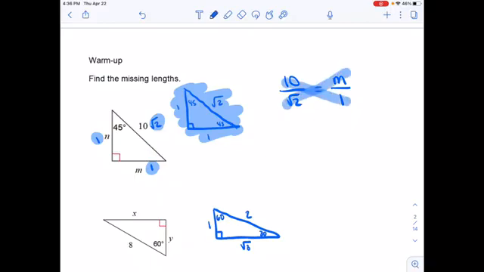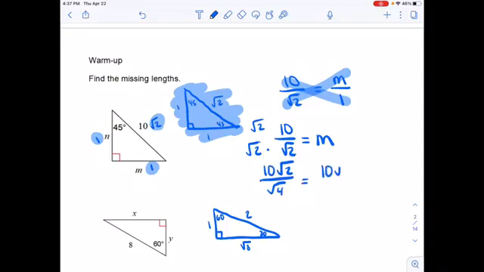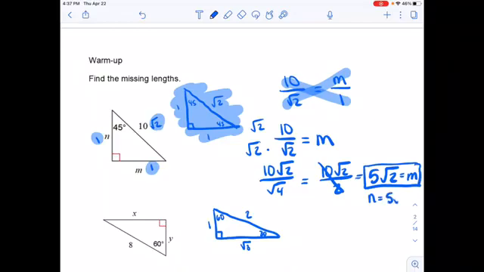Now you can cross multiply to solve. The thing is, when you cross multiply, you end up getting back to this same problem like this. Now, you could solve this for a decimal. I'm going to go ahead and show you the radical form just to give you some more radical practice. So we end up getting that m is equal to 5 root 2. Now a 45, 45, 90 triangle is an isosceles triangle. That means that n is also equal to 5 root 2.